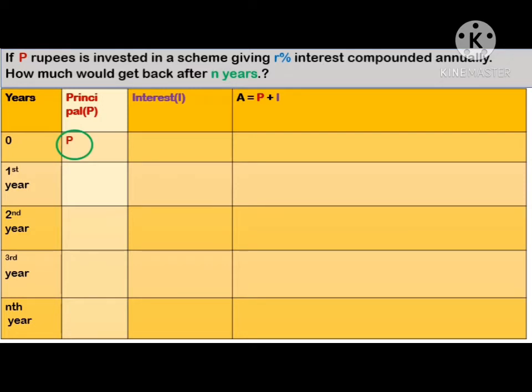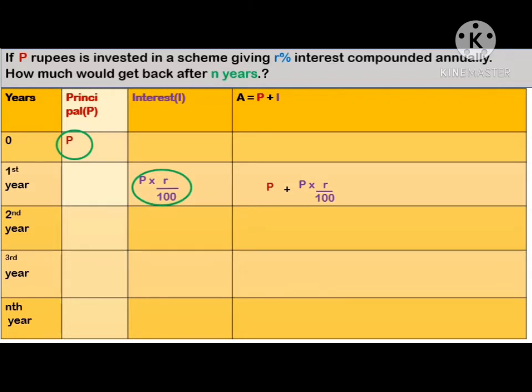Let's see what happened in year 1. Interest in the first year is R percentage of P rupees. So we can write it as P into R by 100. Then the total amount after the first year is principal plus interest, that is P plus P into R by 100.